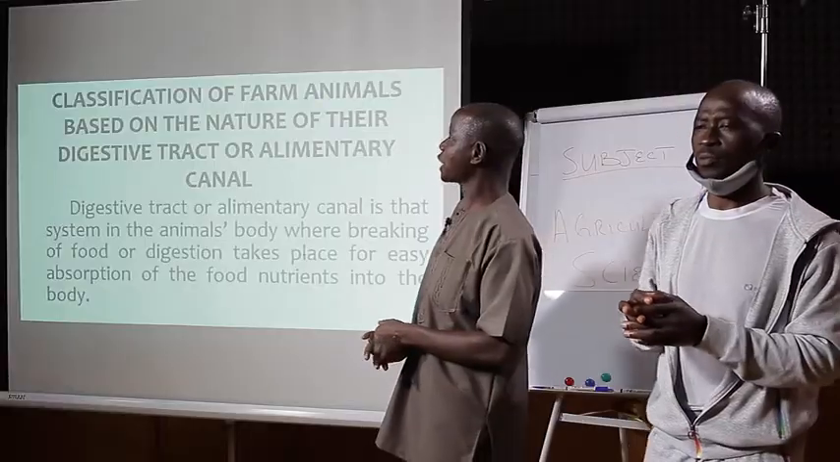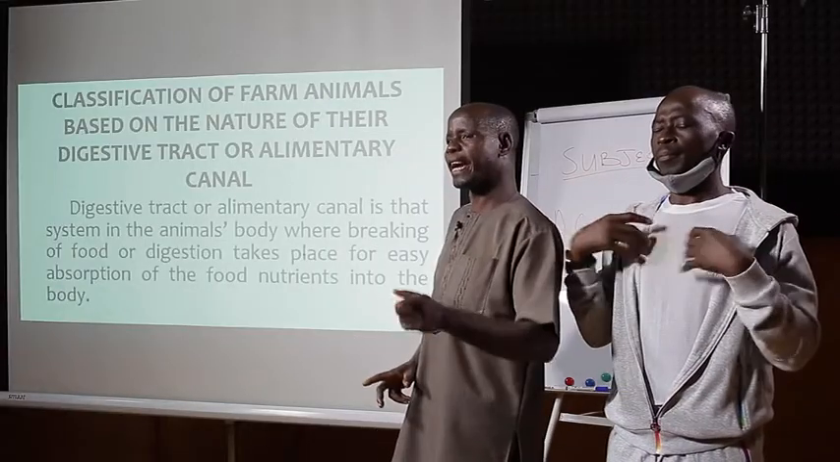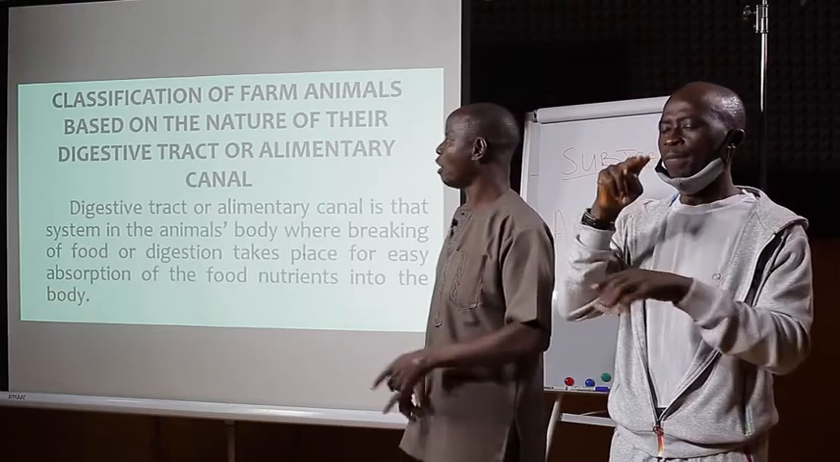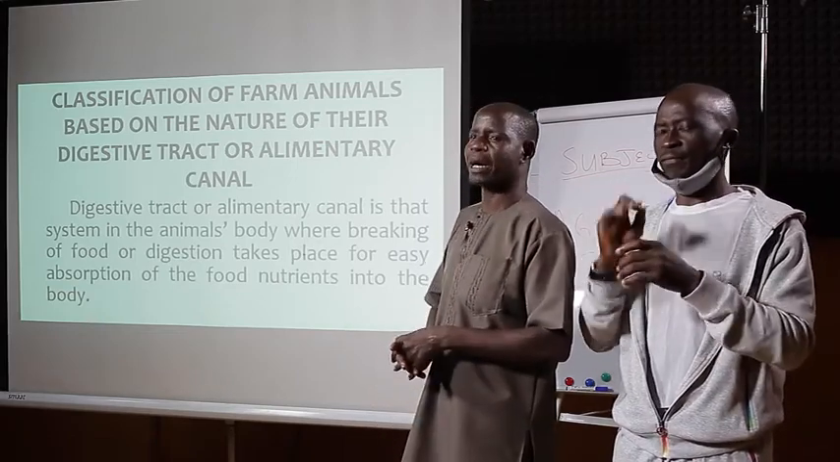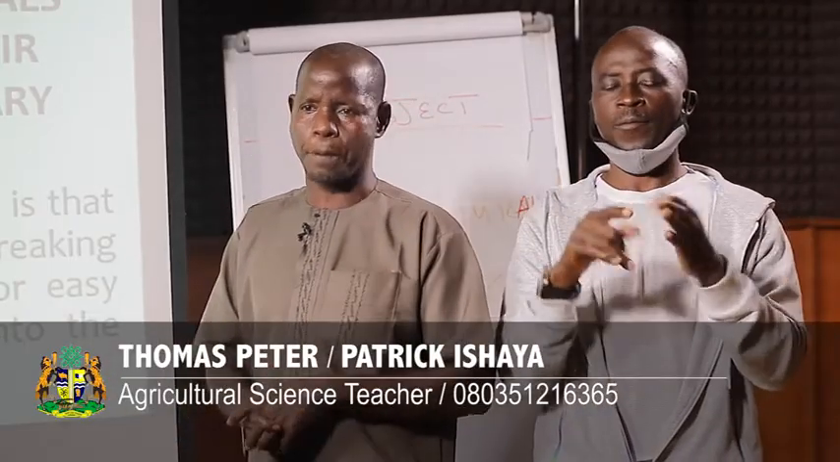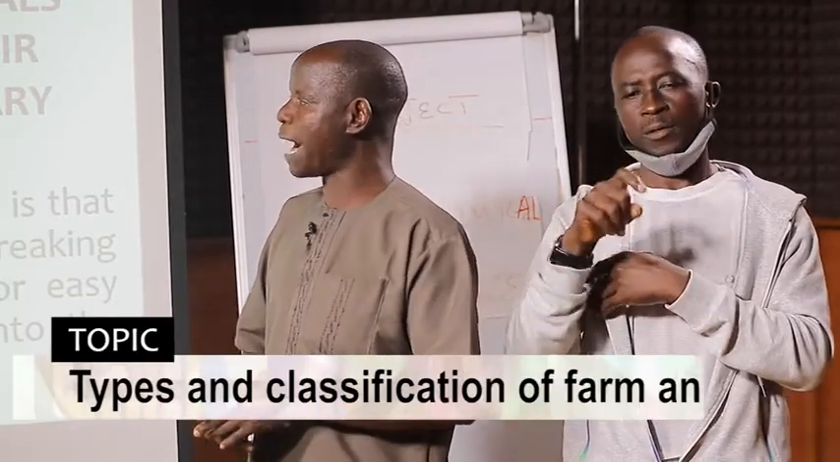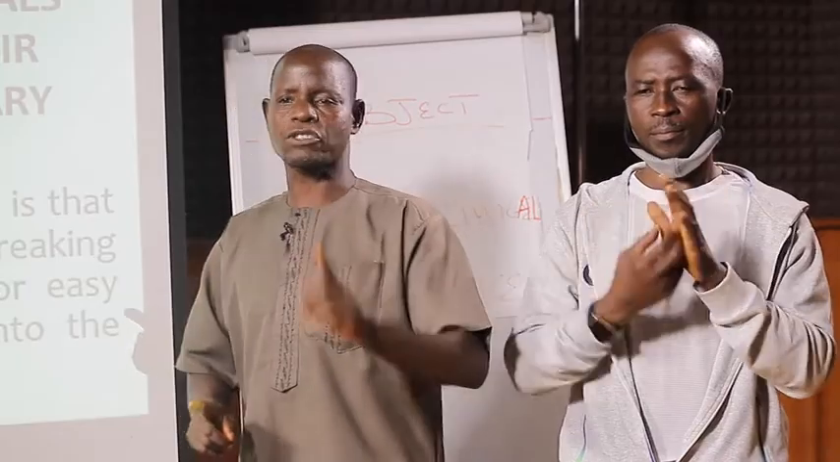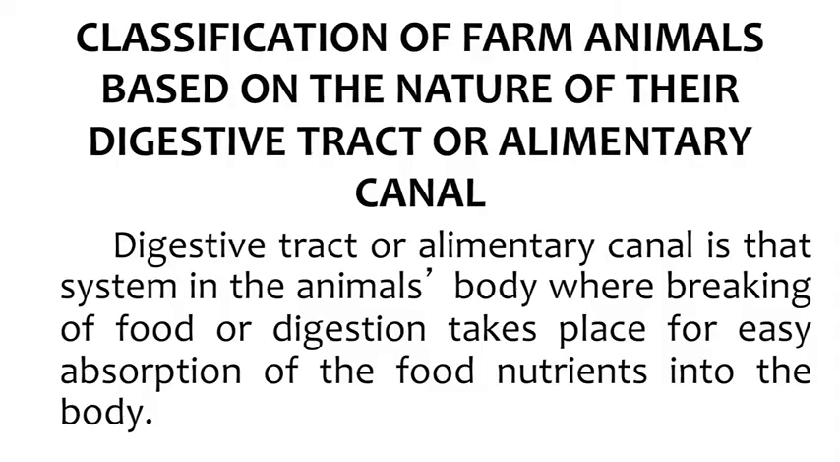Now, classification of farm animals based on the nature of their digestive tract or alimentary canal. But before we go into this classification proper, there is a need to define what is meant by digestive tract or alimentary canal. Digestive tract or alimentary canal is that system in the animal's body where breaking of food or digestion takes place for easy absorption of the food nutrients into the body.